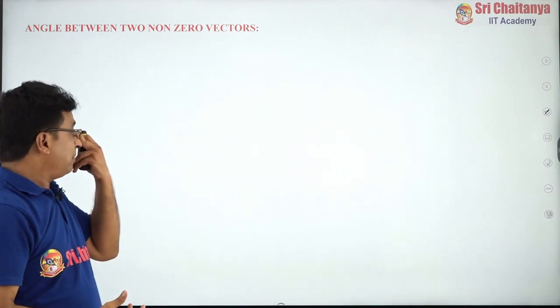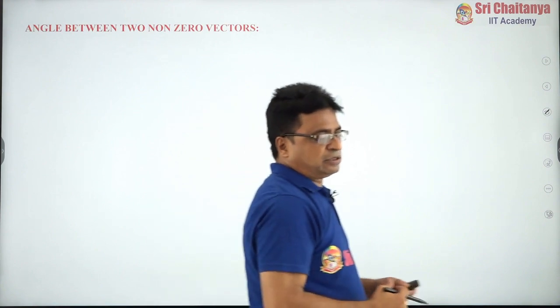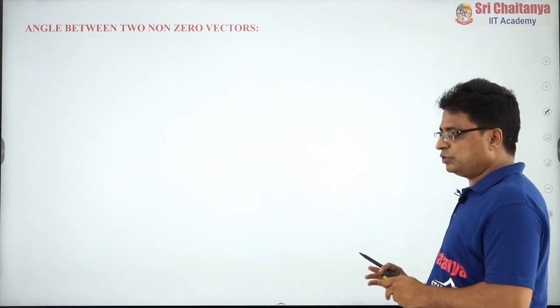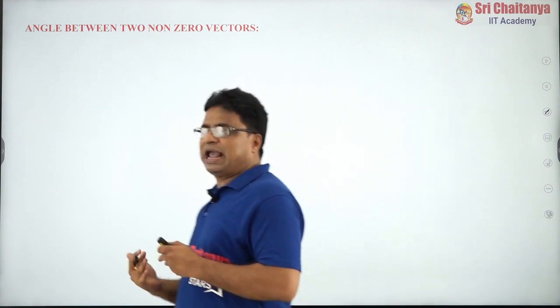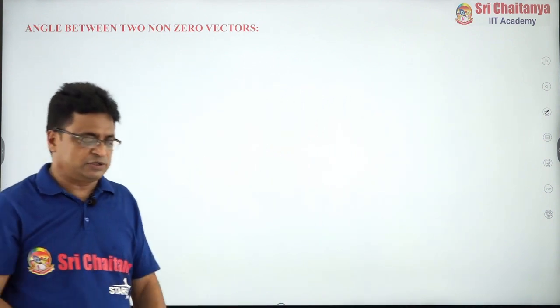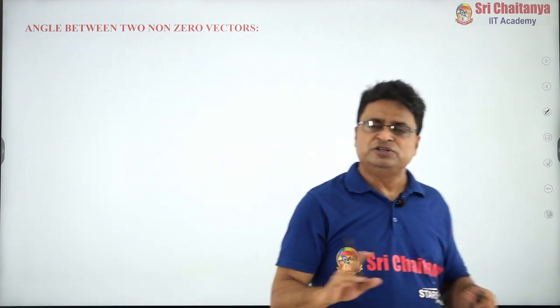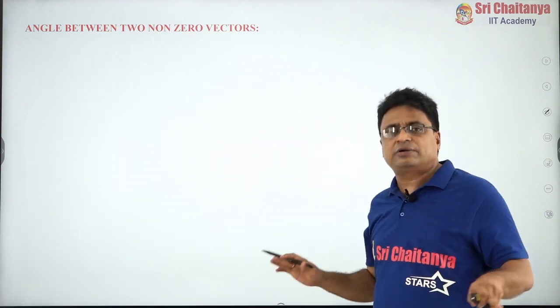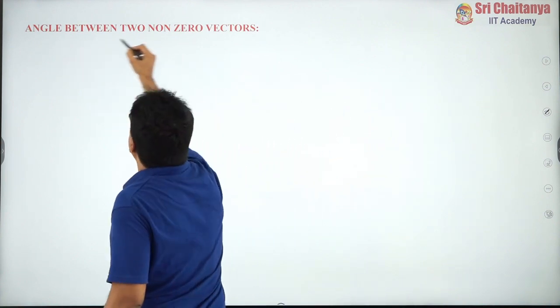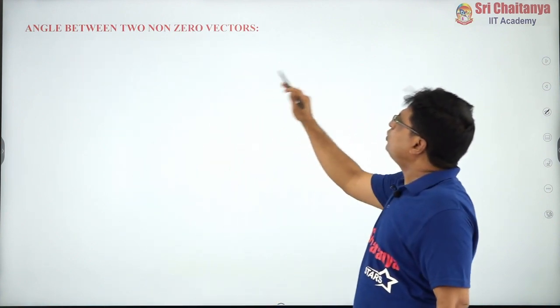Just like complex numbers, even in a vector also, angle between two vectors, the two non-zero vectors. So, whenever we are talking about angle between two vectors, the two vectors must be non-zero vectors only. If any one of them is a zero vector, then angle is not defined. That is the fundamental point. So, heading itself: angle between two non-zero vectors.